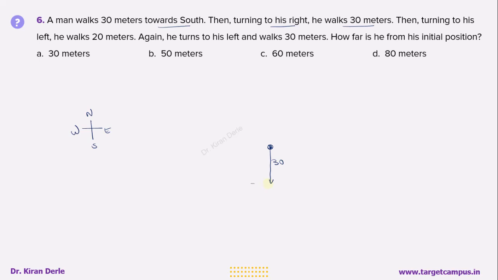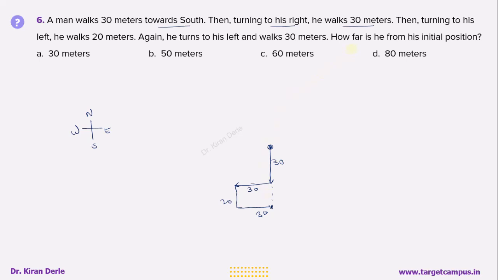So he walks 30 meters again. Then turning to his left, the person is walking, his left hand side will be towards south, and he walks 20 meters. Fine. Again he turns to his left. So when turning left, left will be here now, and he walks 30 meters. 30 meters is exactly at this point. Fine.